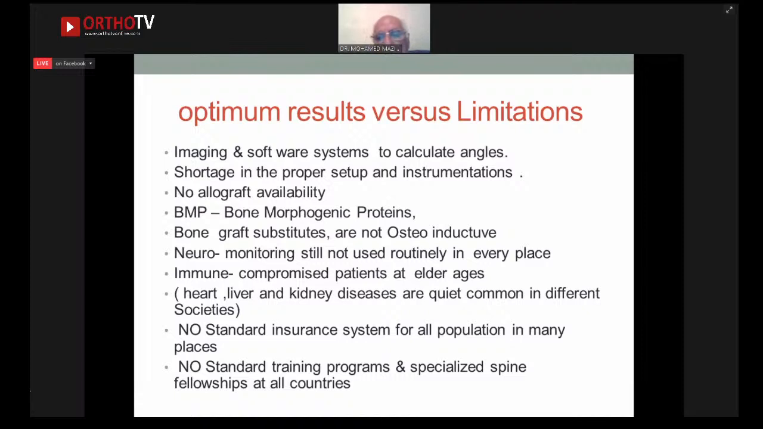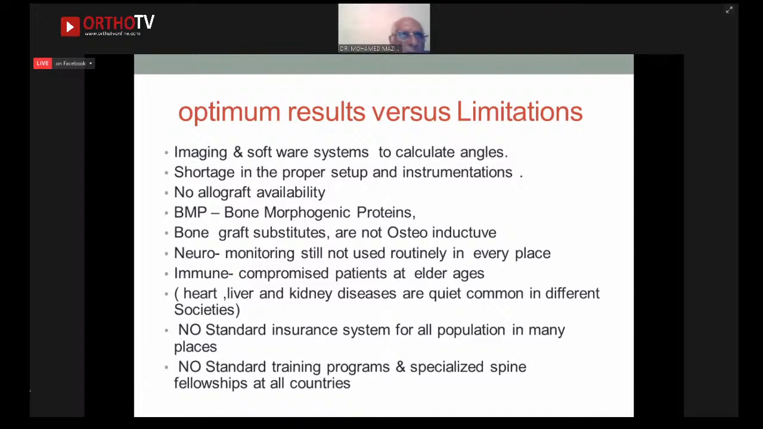No standard insurance system for the whole population in many places to have this operation under the insurance system, because it is very expensive. No standard training programs and specialized spine fellowships in all countries. No standardization, so the decision making over this risky patient will vary from one surgeon to another in the same country, according to the previous skill and the training fellowship which he passed through.